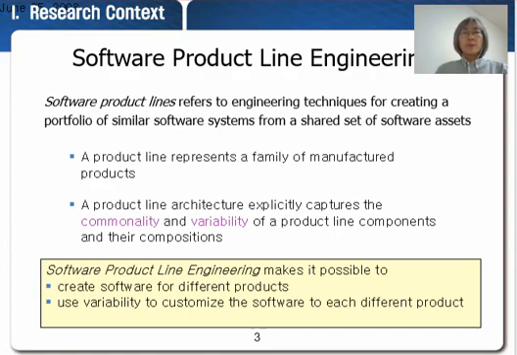In software product line engineering, variability is the key success factor because a software product line uses a variability mechanism to generate or to customize the software product line to each different product.